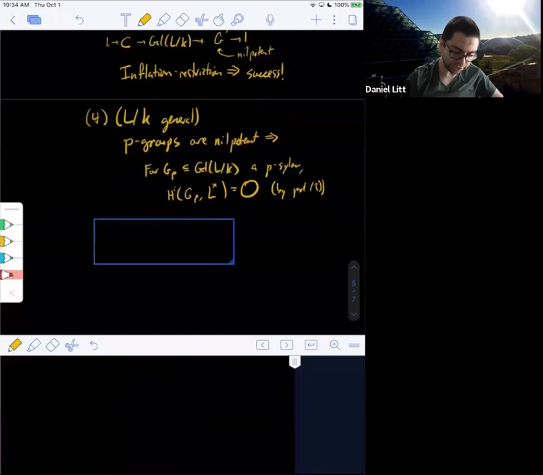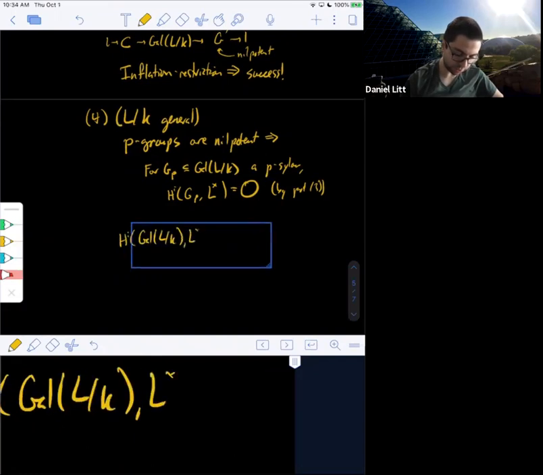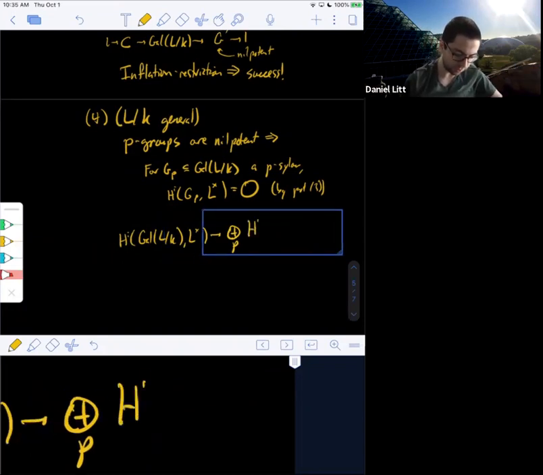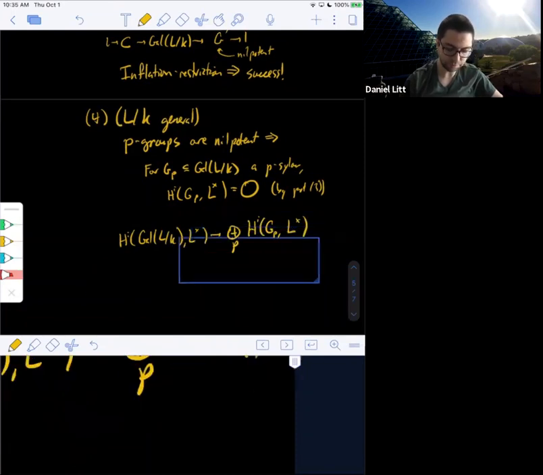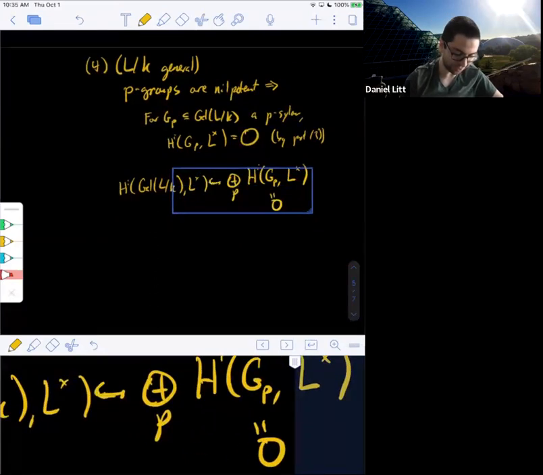All right. So now let's consider the map from H^i of the Galois group of L over K, L cross, to the direct sum. This is a finite direct sum because there's only finitely many primes dividing the order of the Galois group of L over K. The H^i of G_P, L cross. And so we just proved that this is 0. So we'd win if this is injective. So can anyone tell me why that's true?